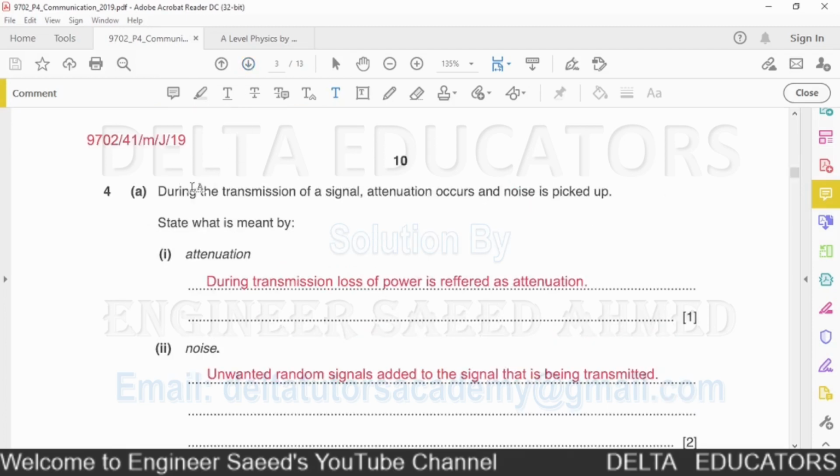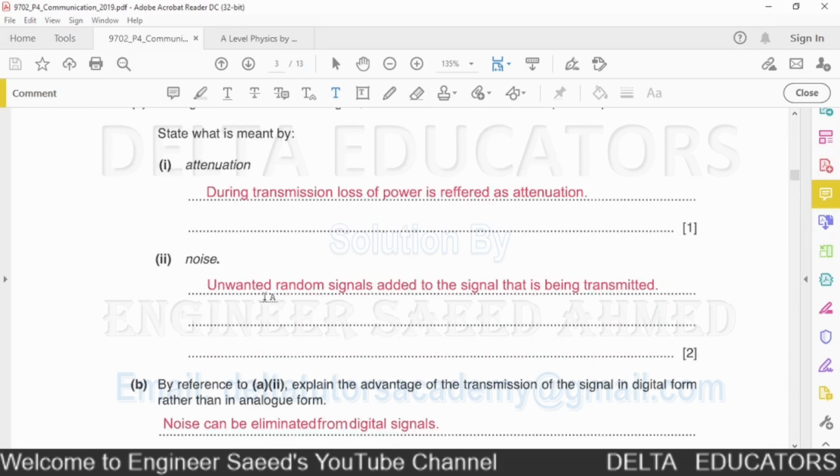Now next question. Next question is from paper 4 variant 1 of May June 19. Part A. During the transmission of a signal, attenuation occurs and noise is picked up. State what is meant by number 1 attenuation. Attenuation means loss in power. So here just you have to write during transmission loss of power is referred as attenuation. Number 2 noise. Noise is unwanted random signals that are added to the signal that is being transmitted.